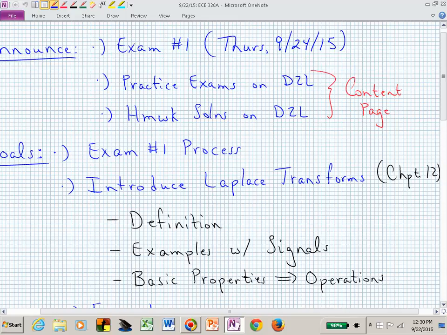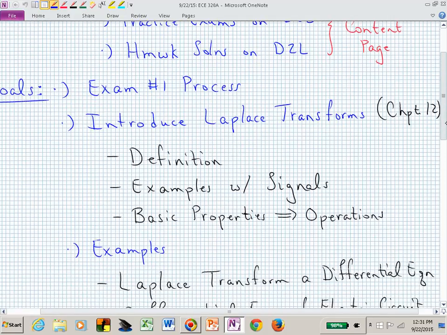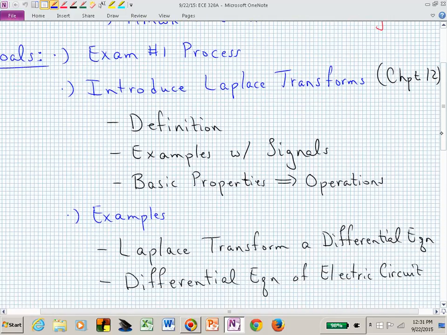Homework solutions, if you want to see a detailed solution or multiple solutions, those are available on D2L, and there are practice exams. If you're looking at old exam 2 practice exams from some previous summers, make sure that you don't worry about the last half of those exams. They're a little bit out of sync with what we're doing in the fall semester. I will quickly scroll through what the exam number 1 process is, and then we will move forward.